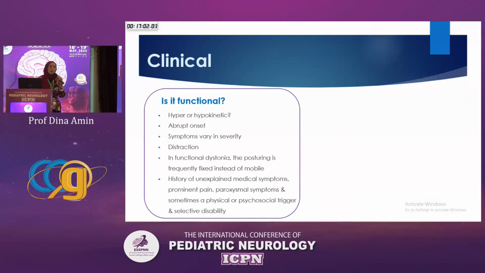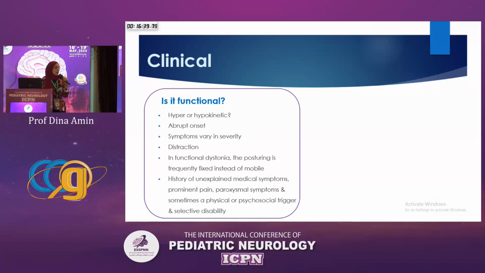The next question is whether it's functional or not. So we have to ask ourselves whether it's a hyperkinetic or hypokinetic movement disorder. We have to look at the onset, whether it's abrupt, whether the symptoms vary in severity or not, and whether it is distractible or not. We also have to think that in functional dystonia, the posturing is frequently fixed instead of mobile.